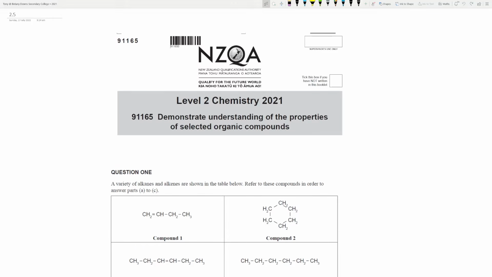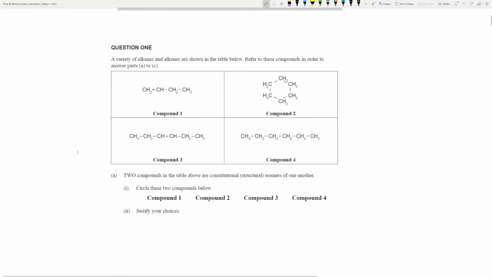We're going to go through the NCEA Level 2 Organic Chemistry 2021 exams today. So let's get into it. Let's have a look at these questions. Question 1, so what are we doing here? Let's have a look. Two compounds in the above are constitutional isomers, so structural isomers.